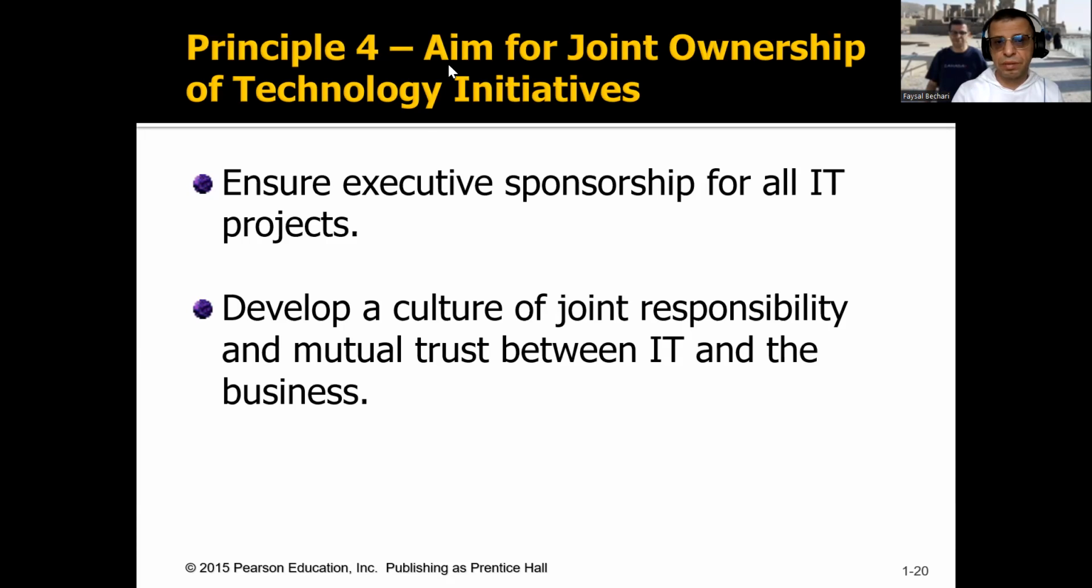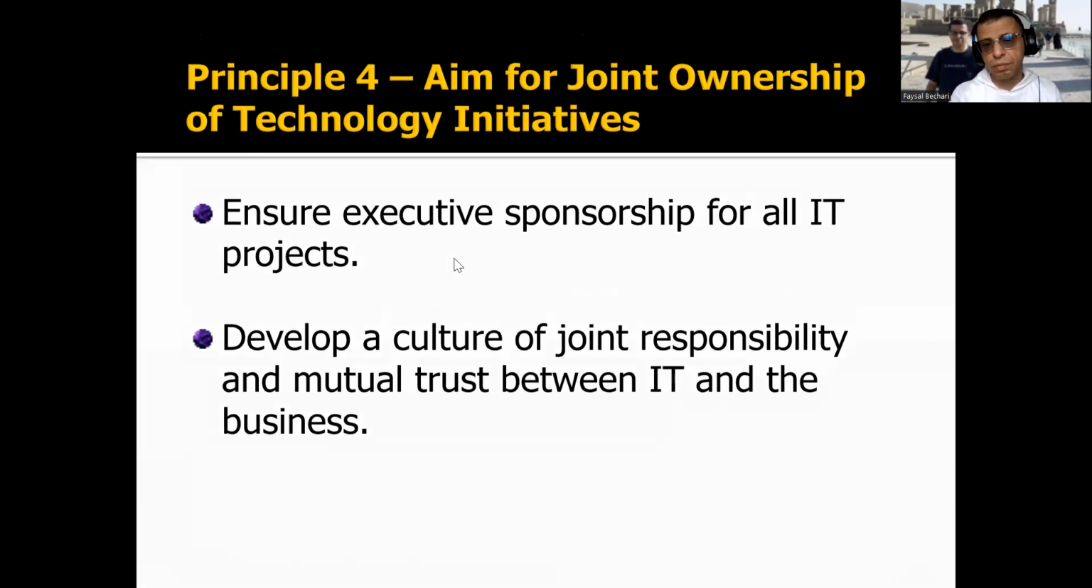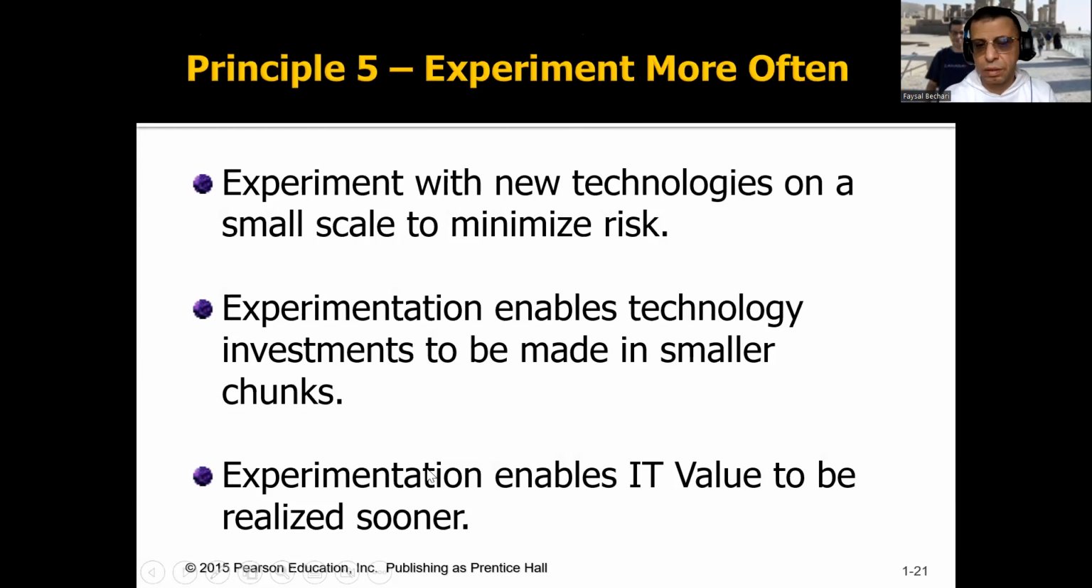The last principle that you probably want to pay attention to is experiment. The more you can experiment, the better. Experiment with the new technology on a small scale. You always do it to minimize the risk. Experimentation enables technology investment to be made in smaller chunks. Experimentation enables IT values to be realized sooner because we tested that on a small scale. So people saw it, people are happy with it, and they can share these values. That's the way you look at things.